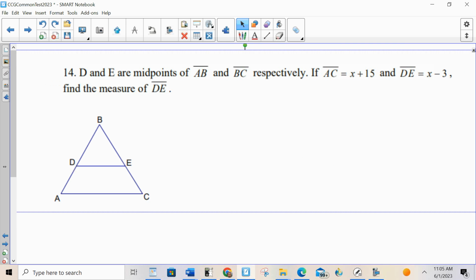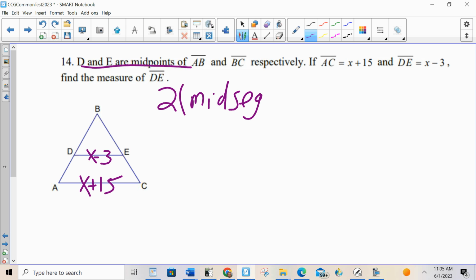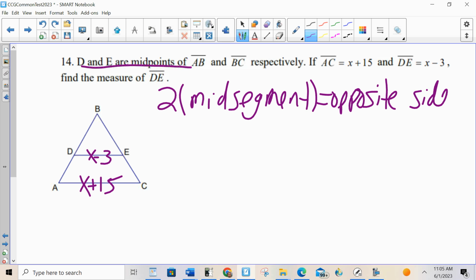Same thing, but now we have some algebra. So AC is x plus 15. DE is x minus 3. Again, because these are midpoints, it has to say that they're midpoints in order to use this rule. 2 times the midsegment is equal to the opposite side. So it will be 2 times the midsegment, x minus 3, is equal to the opposite side.